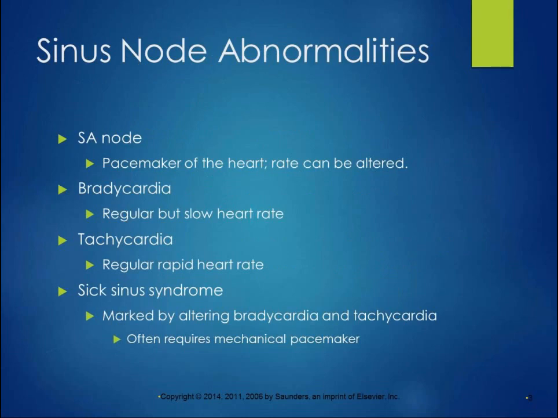So sinus node abnormalities: since the sinus node is the pacemaker of the heart, it can alter the rate of your heart rate. So bradycardia is a regular but slow rate. Tachycardia is a regular but rapid rate. And sick sinus syndrome alternates back and forth between bradycardia and tachycardia, and a lot of times it requires that they put a pacemaker in because the sinoatrial node is not doing its job.